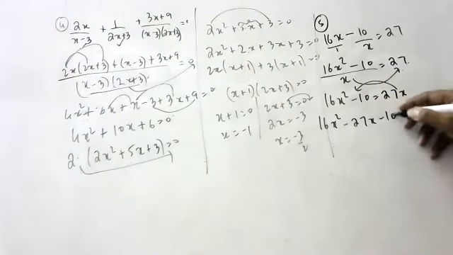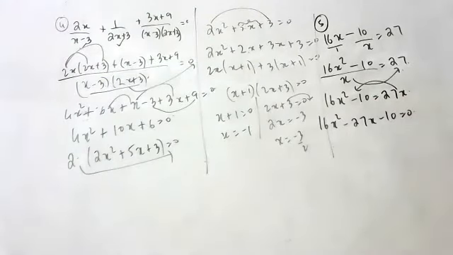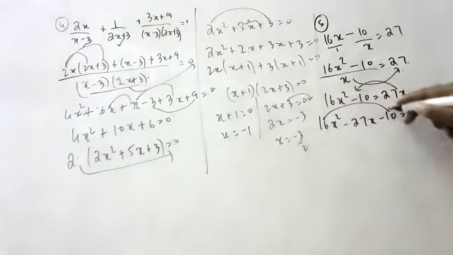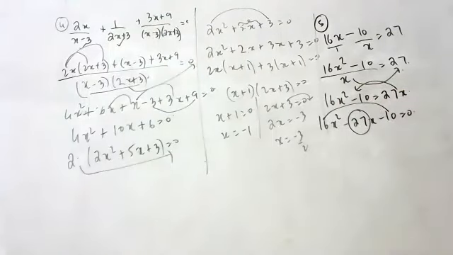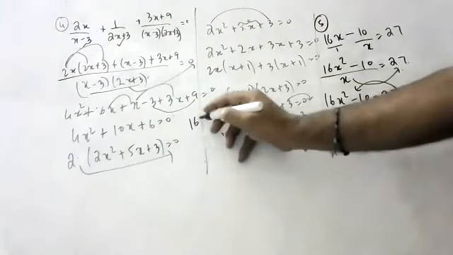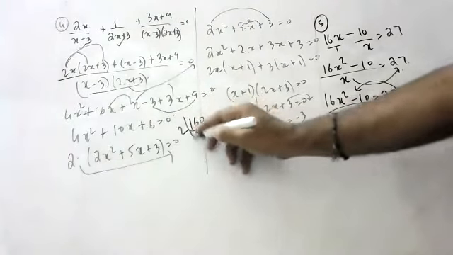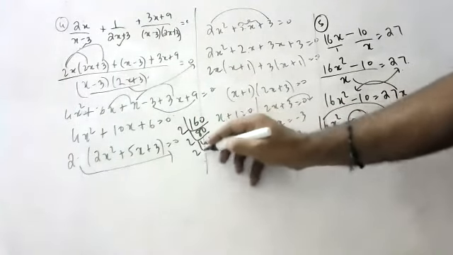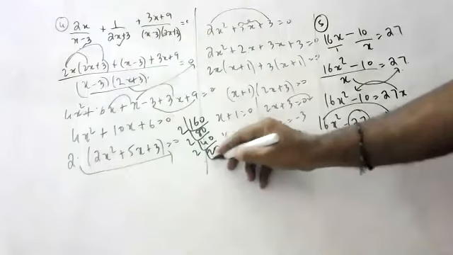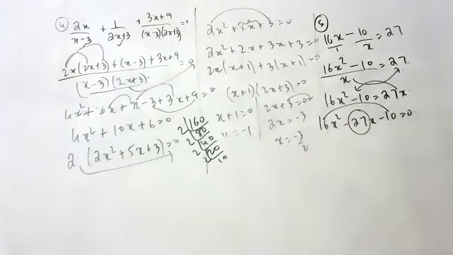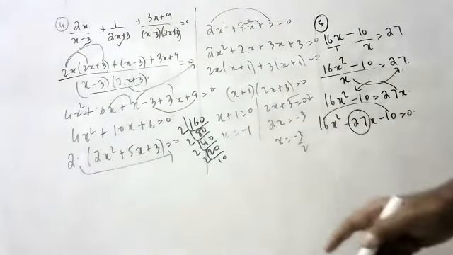16x² − 27x − 10 = 0. Okay children, we have to get 160 and 27 as factors. 160 and 27, prime factorization of 160: 2 80s are, 2 40s are, 2 20s are, 2 tens.